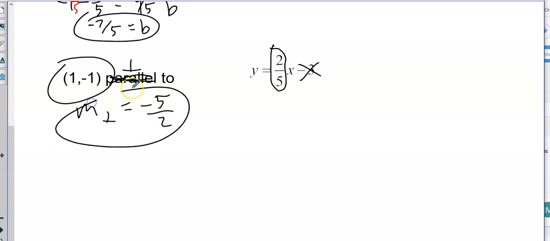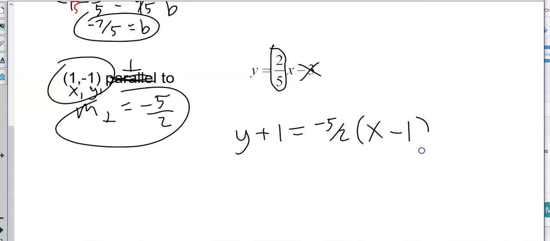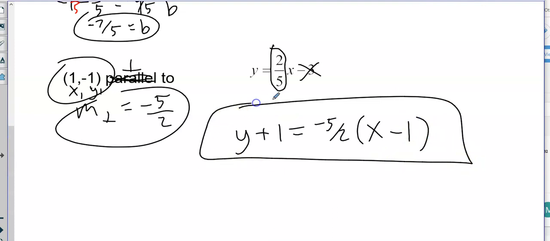So now I have the slope. Let's say they didn't specify what form; I'm always going to default to point-slope form. So y minus y1, which is y plus 1, equals m, which is -5/2, times x minus x1, which is x minus 1. That's like your x1 and y1 in this form, and I got it. That's the equation of the line.